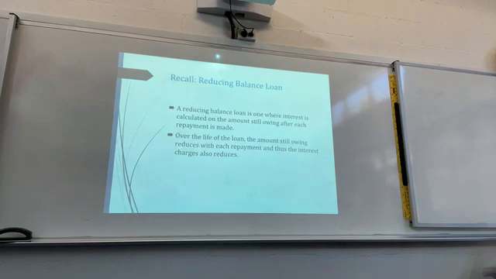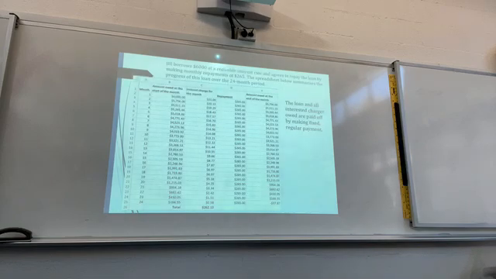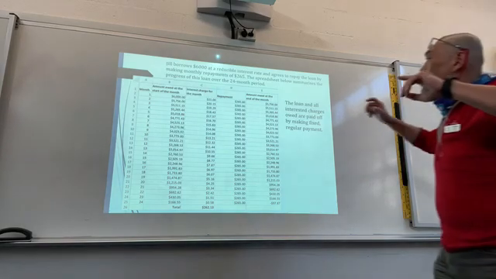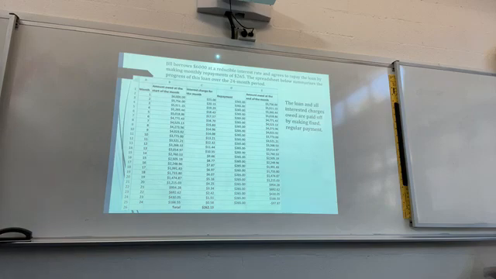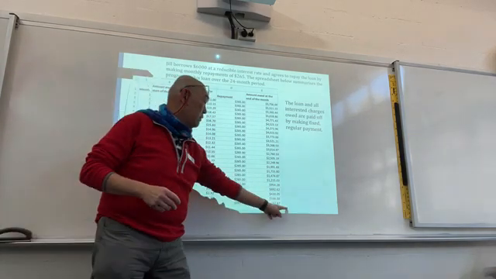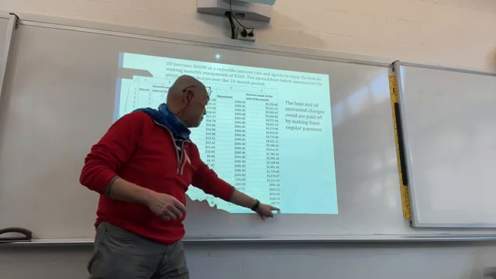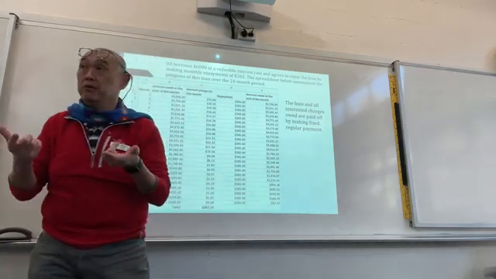Now let's recall reducing balance loan. It's just a loan where interest is calculated on the amount still owing after each repayment is made. Over the life of the loan, the amount still owing reduces with each repayment, and therefore the interest charges also reduce. I showed you this spreadsheet. We know the repayment is fixed at 265. And in the last period, we overpaid the loan. Correct?